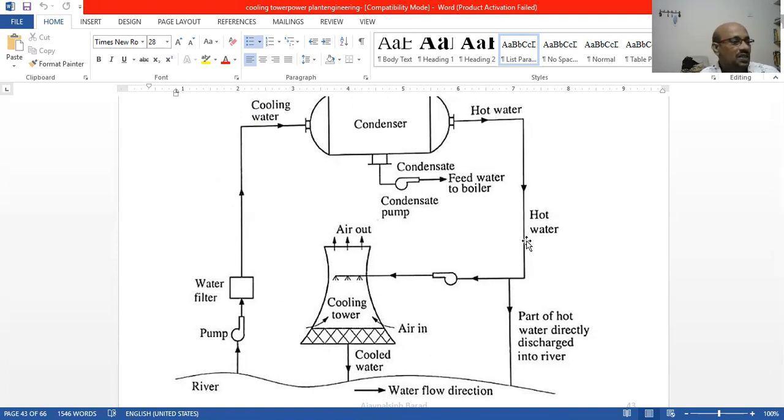That is one of the biggest advantages of this system. The cooling water will be there, and again the hot water from the condenser goes to the cooling water tower. The air flows through and the water is cooled. That cooled water we send to the river. The water enters the furnace and is cooled, and again comes out from the furnace.